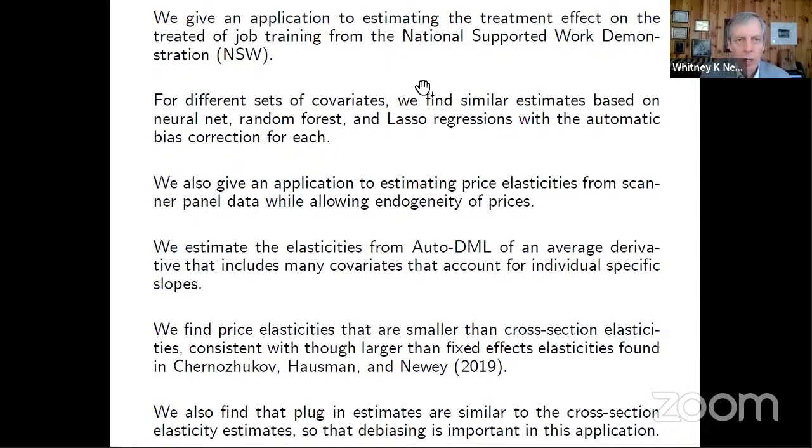All right. Then we'll also begin an application estimating the treatment effect on the treated of job training from the National Supported Work Demonstration. This is a follow-on to Bob LaLonde's influential paper on this. We'll apply these automatic debiased machine learning methods to that application. For different sets of covariates, we find similar estimates based on neural net, random forest, and lasso regressions with automatic bias corrections for each.